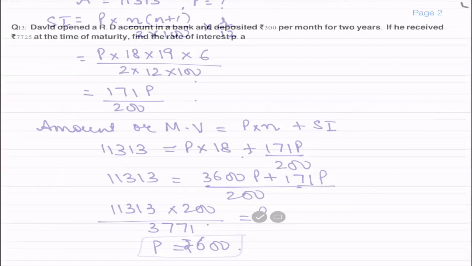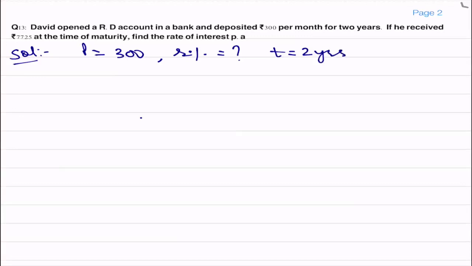Now we will take another type in which the rate is missing. So question number 13 of your book, David opened a RD account in a bank and deposited rupees 300 per month for 2 years. If he received rupees 7,725 at the time of maturity, find the rate of interest per annum. So in this question, first we will write down what is given. Principal is 300 rupees. Rate of interest is missing. Time period is 2 years. 2 years means number of months will be 24 months. The value of n is 24 months.